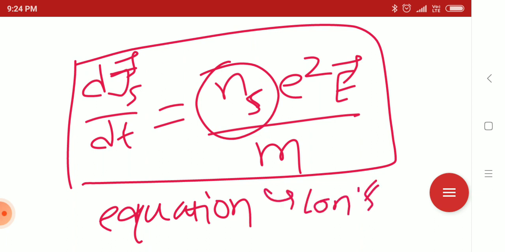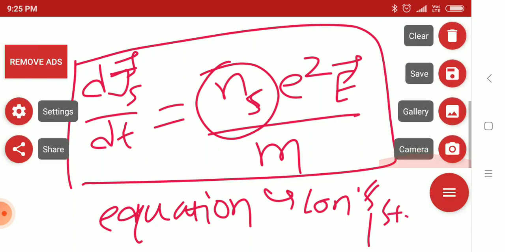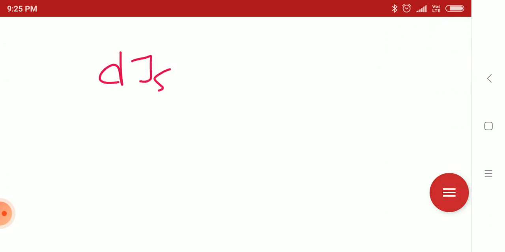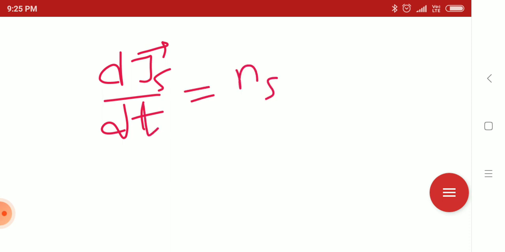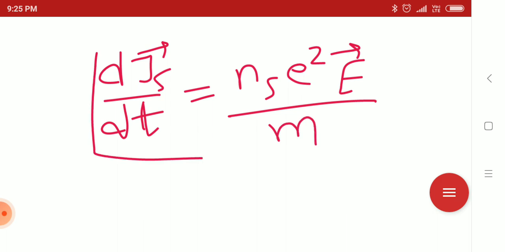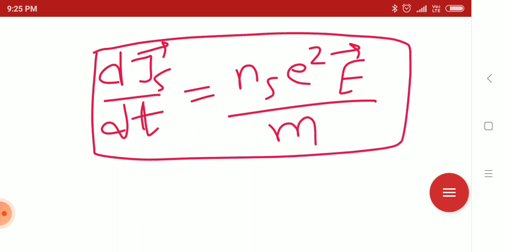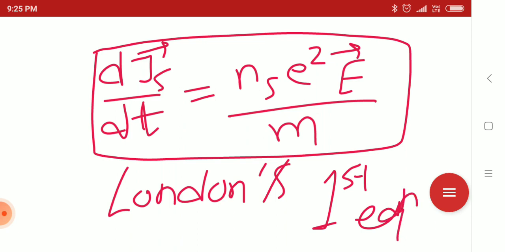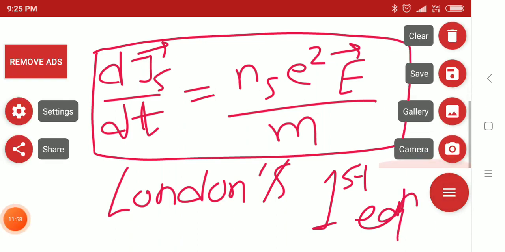This is London's first equation. So what is London's first equation? We are writing dJs by dt equals ns e square times E vector divided by m. This is London's first equation.